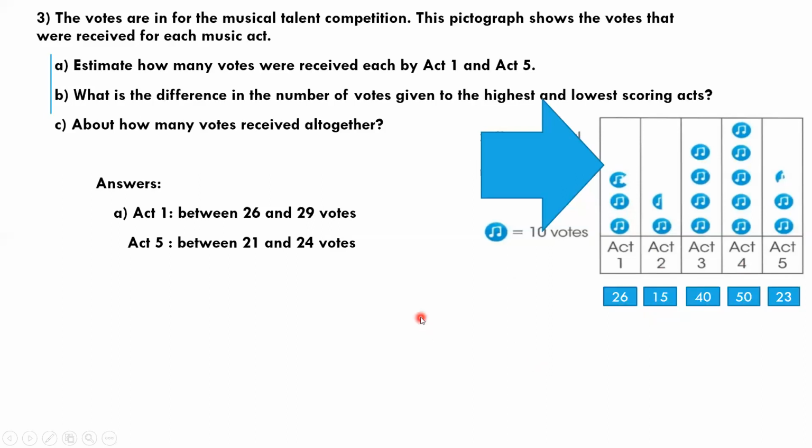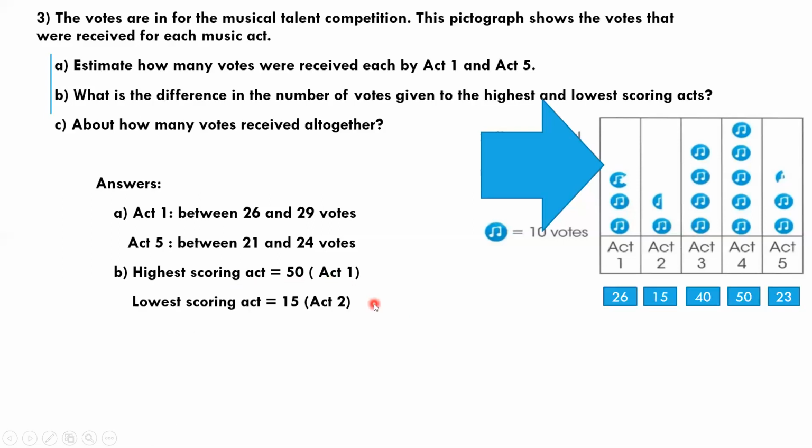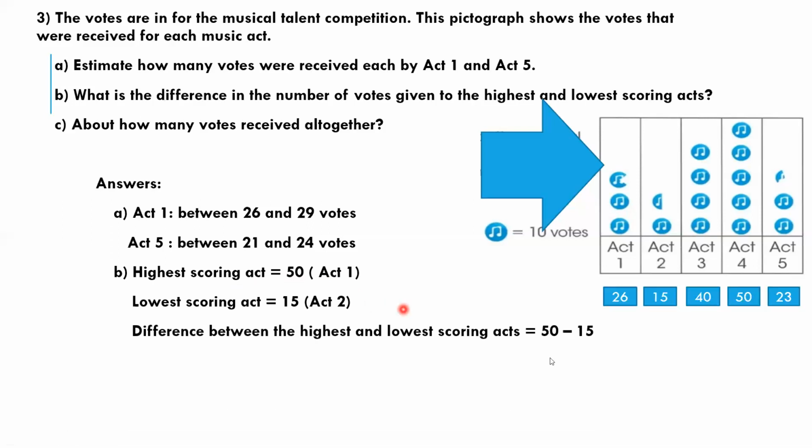So let's start doing the answer for the B part. Highest scoring act is 50, that is Act 4. Lowest scoring act equals 15, that is Act 2. Difference between the highest and lowest scoring act equals 50 minus 15, that is 35.